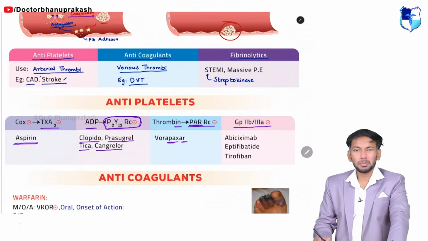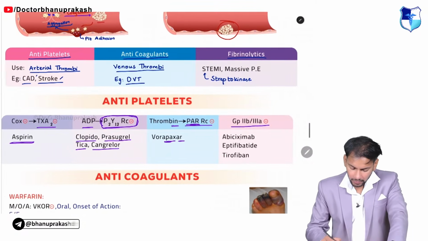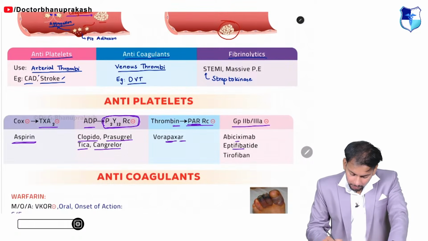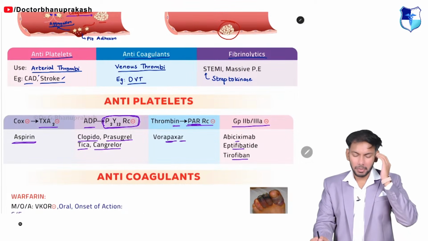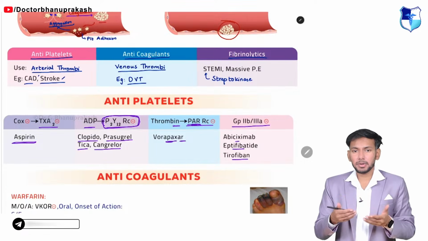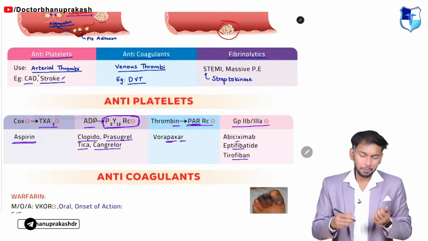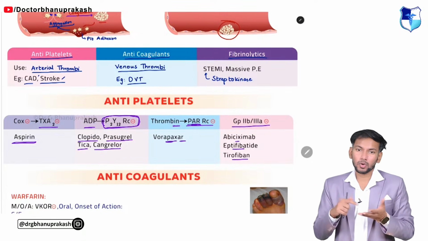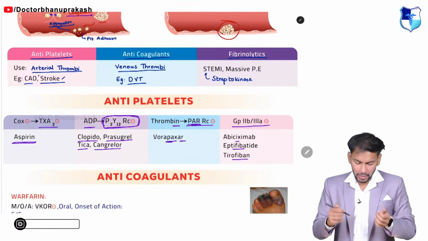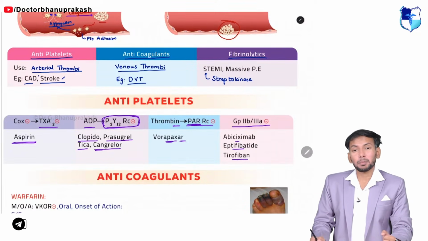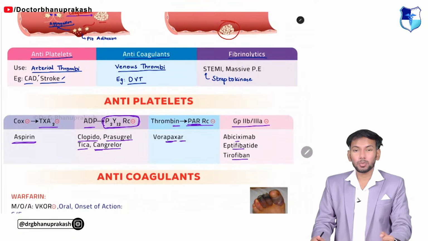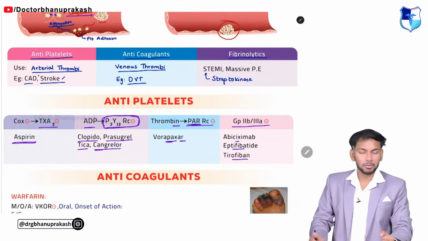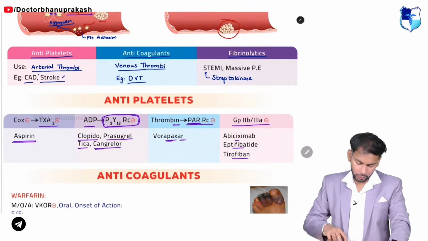GP2B3A blockers. These are abciximab, eptifibatide, and tirofiban. At least remember abciximab. Now, so COX inhibitors are aspirin. Next, P2Y12 receptor blockers are clopidogrel, ticagrelor, and cangrelor. PAR receptor blockers are Vorapaxar. GP2B3A blockers are abciximab. That's all. These are all the antiplatelets that you need to remember.